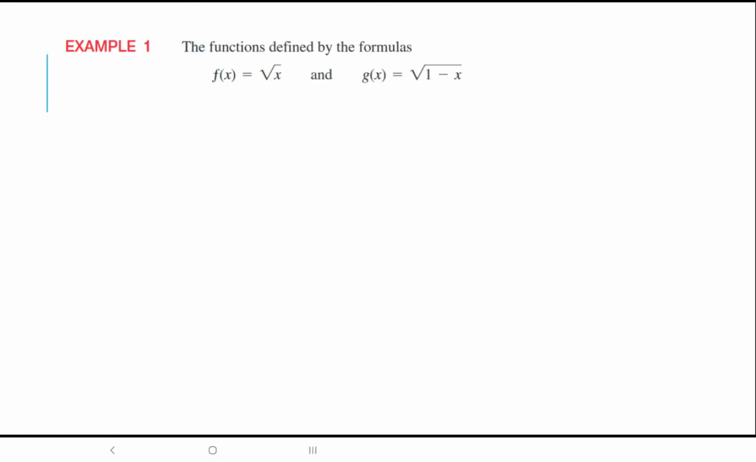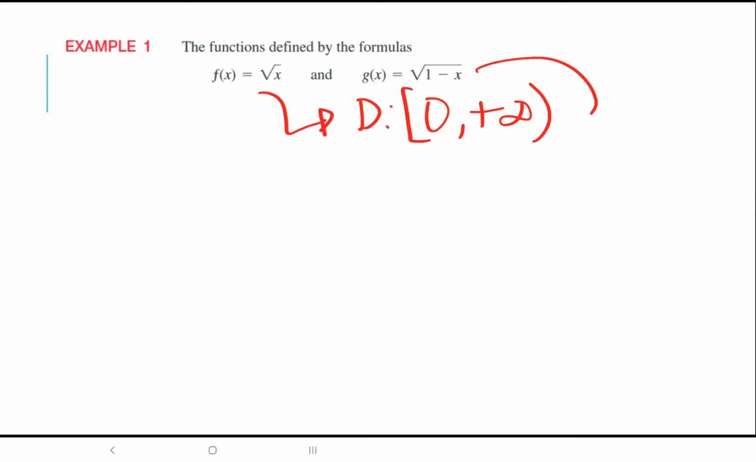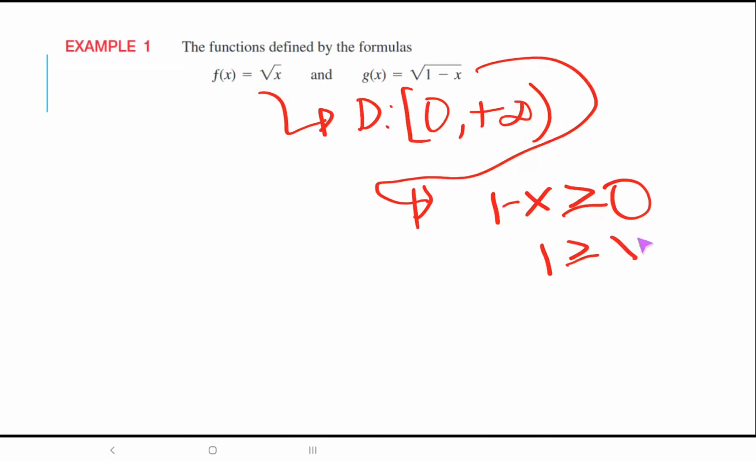So, first let us find the domain. So, we know that the domain of square root of x from our previous lectures is, ano yung domain ng square root of x? The domain of square root of x is just equal to 0 to positive infinity, or 0 to infinity, okay? And how about this one? The domain of g of x, we need to find the domain of g of x. So, we must set 1 minus x to be greater than or equal to 0. So, adding x both sides, we get 1 is greater than or equal to x, or x is less than or equal to 1.